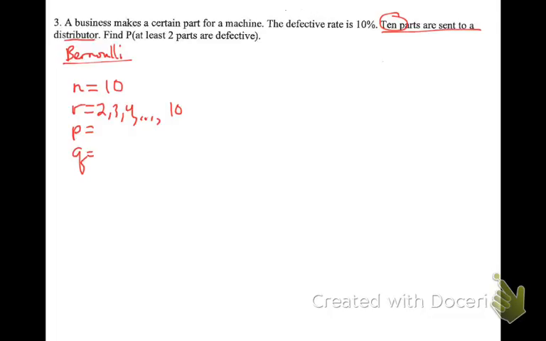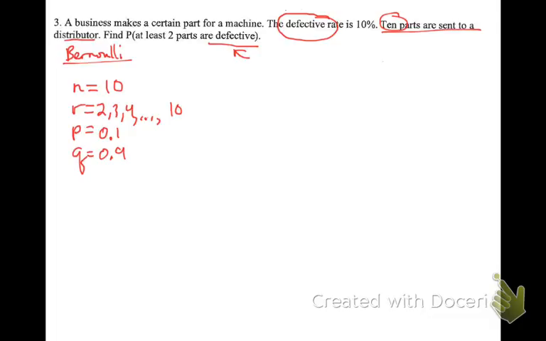Probability of success is going to be what we're looking for. We want to know that at least 2 parts are defective. Now remember, defective sometimes has a negative sense to that word, but that does not mean it can't be a success, because success is what we're trying to look for, which could be a negative thing. So our defective rate is going to be 0.1, which is 10%, and our failure rate is going to be 0.9. Success is 0.1, failure rate is 0.9.